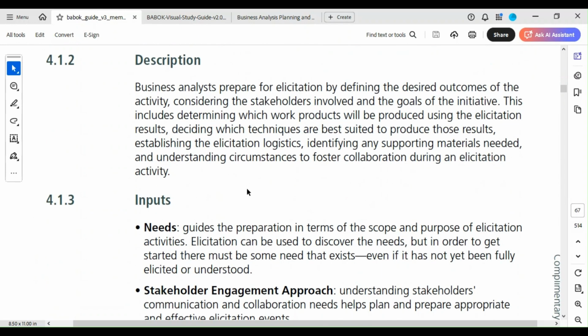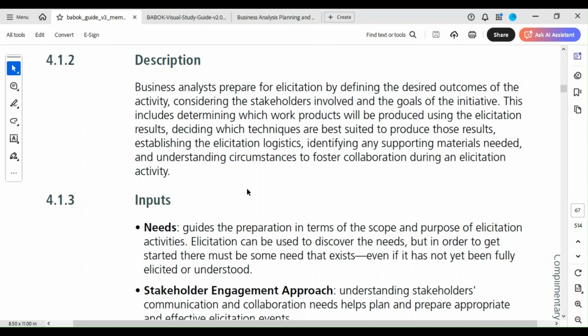Then the description. Business analysts prepare for elicitation by defining the desired outcomes of the activity. So you prepare for your elicitation by defining what you want the outcome, the output, the result to be, considering the stakeholders involved and the goals of the initiative. So what is the goal at the end of the day? This includes determining which work products will be produced using the elicitation result. If I use this result, what will it give me?